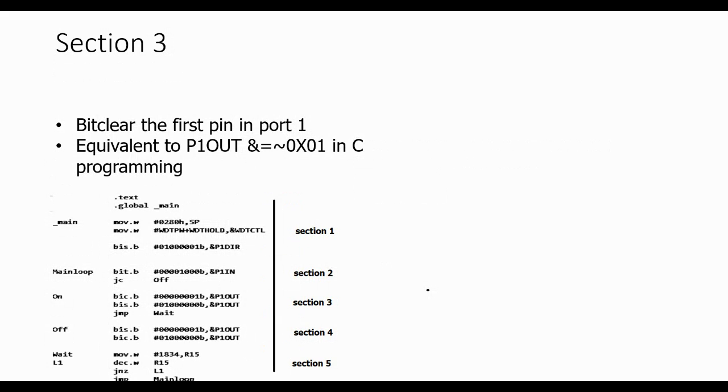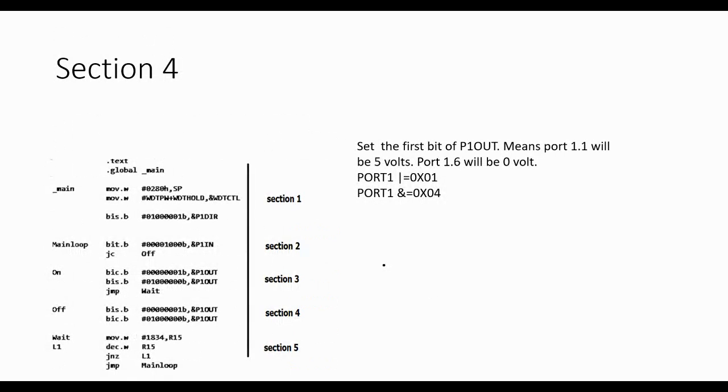So this one is basically bit clear. All right, I did the bit clear for you. Bit clear is this one, the equivalent in C programming. Now try to test yourself whether you can come up with the equivalent C programming for this line, right? Section 4 sets the first bit of P1 out, which means to say that port 1.6 will be 0 volt. Okay.